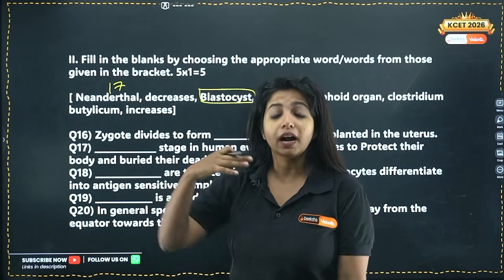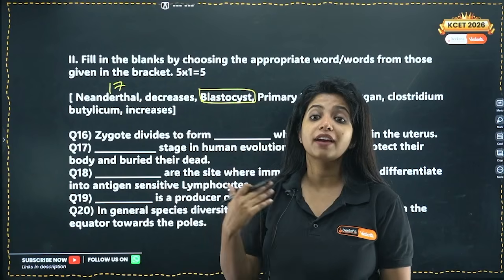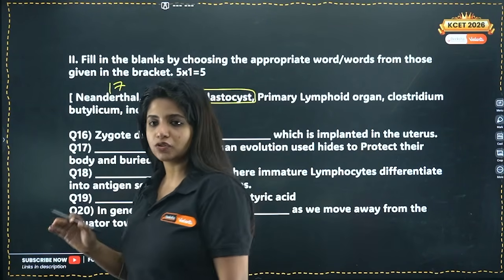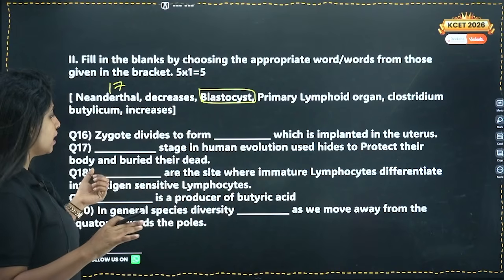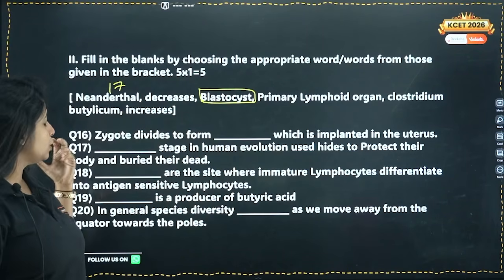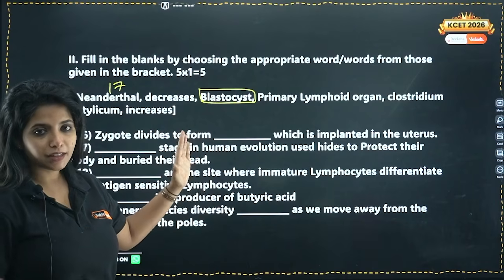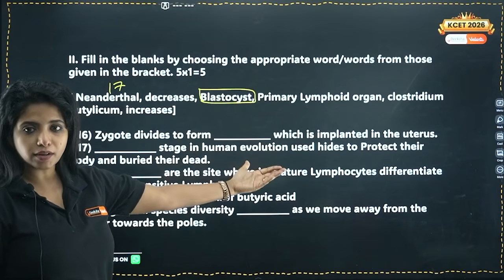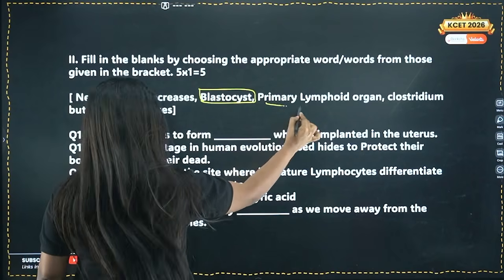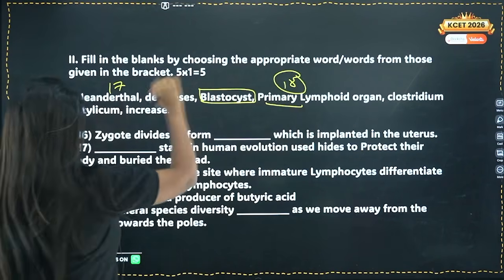When you say it has started to kill, you call it effector cells. It does not become effector cells in the primary lymphoid organs. Primary lymphoid organs are the answer for this question. They are the site where the immature lymphocytes differentiate into antigen-sensitive lymphocytes. That's all. In the secondary lymphoid organs, they are going to become effector cells. So your answer for this question would be this.